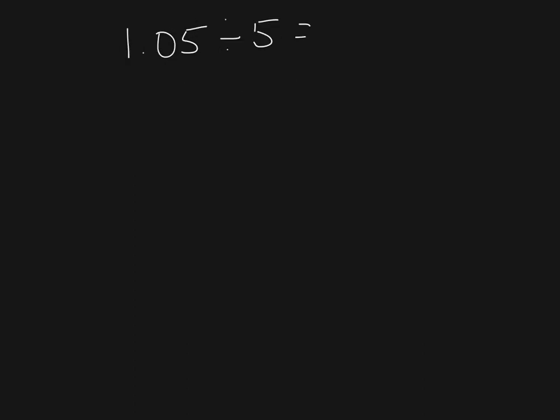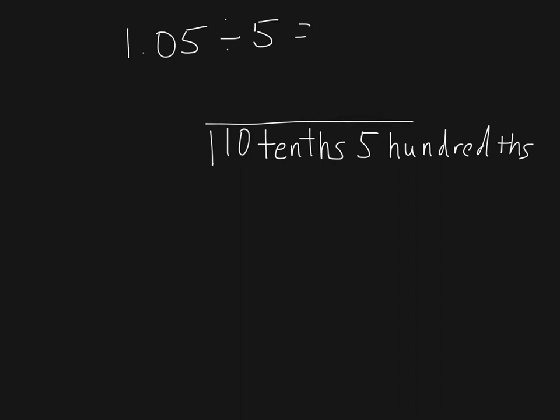I'm going to solve the same problem using the standard algorithm in unit form as opposed to standard form. So my dividend, 1 5/100ths, if you recall the place value chart, I called this 10 tenths and 5 hundredths. And then my divisor is going to be 5.